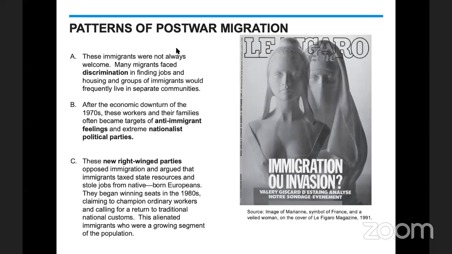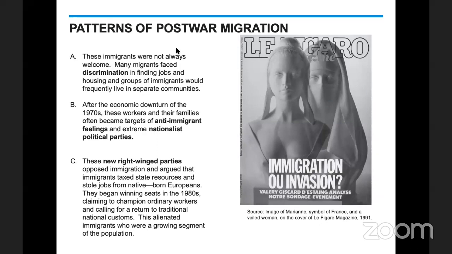So this is the cover of a French magazine, the Figaro magazine. And we have the image of Marianne, which is the personification of the French woman, post-French Revolution. And they're silhouetted by a veiled Muslim woman. And the cover reads, "Immigration or invasion? Take our poll and you can decide." And so we do see that cultural diversity, that religious diversity that comes because of this wave of migration has sometimes negative effects for the immigrants themselves. So these immigrants were not always welcome.